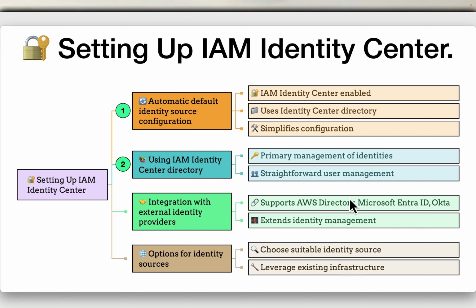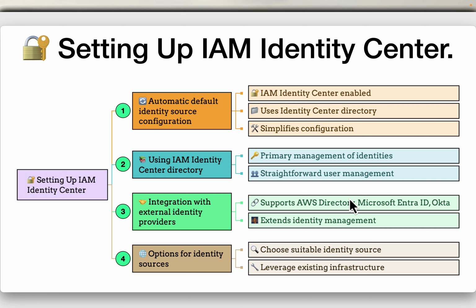Second, using IAM Identity Center directory. So the default setup uses the IAM Identity Center directory as the primary way to manage identities, offering a straightforward solution for user management. Third, integration with external identity providers for organizations already using other identity providers such as Microsoft Active Directory, Microsoft Entra ID or Okta. IAM Identity Center allows integration with these services, providing flexibility and extending existing identity management capabilities.